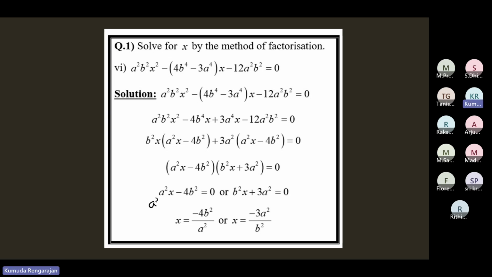So it will be a square x is equal to 4b square. Here you will get b square x is equal to 3a square. Oh, sorry, why did I put a minus here? I think this is a mistake. This is plus, children. So x is equal to 4b square by a square, or x is equal to minus 3a square by b square.